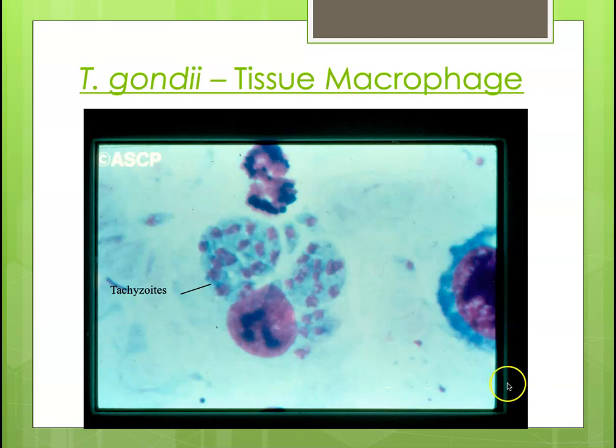Here's a picture of tachyzoites inside a tissue macrophage. Now, I show you this, you're not going to have to identify this because it'd be very rare to see that, but I want to remind you of another parasite that we could see inside of tissue macrophages. Do you remember this, another parasite that you could see inside of this macrophage? In fact, it looks very similar to this. Remember, it's the amastigote for the Leishmania genus.